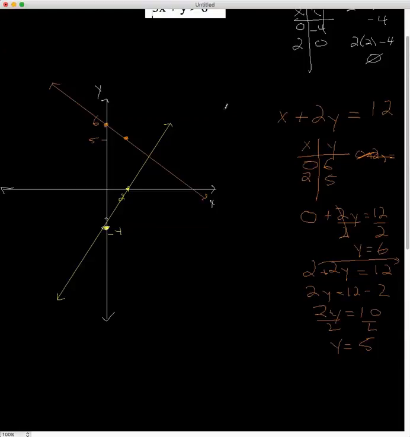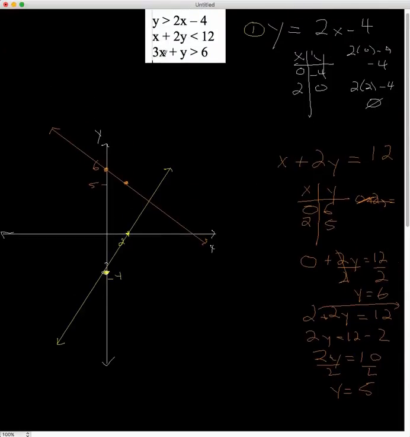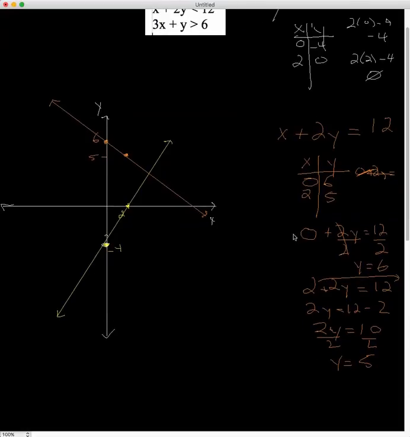Now we're going to do that with the third inequality. So we have 3x plus y is greater than 6. So let's use another color. Let's try something different. Let's try blue. 3x plus y, and again we replace the inequality with an equal sign, 6.